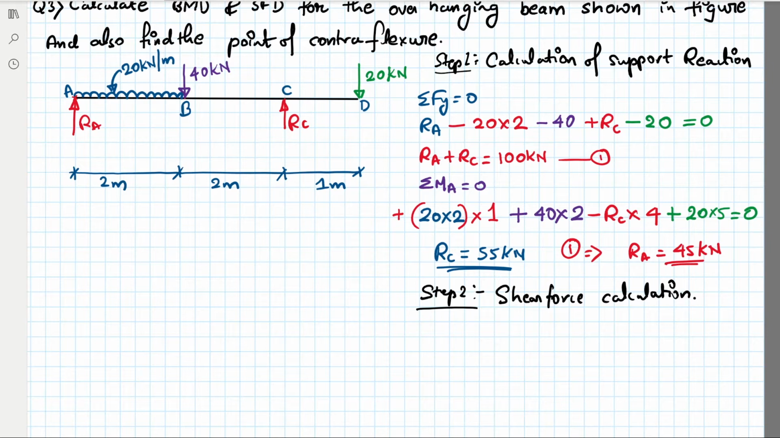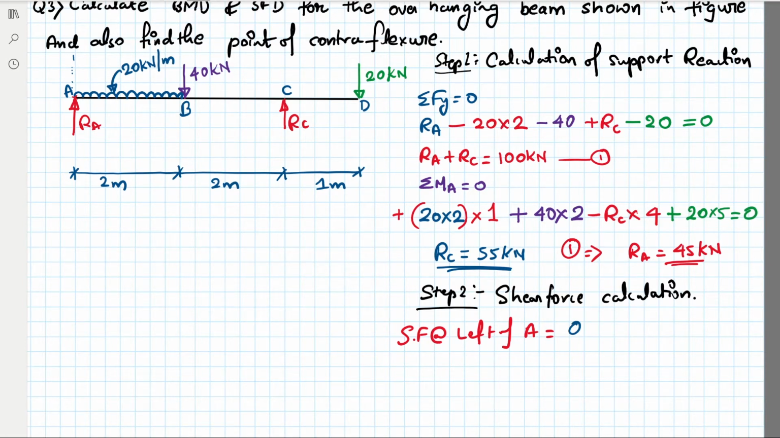First I am going to calculate the shear force at left of A. If I consider one section just to the left of A, and consider the left of that portion, the summation of all the forces will be equal to 0.